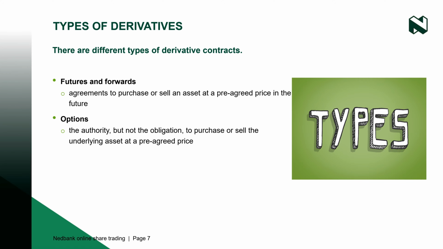There are 2 types of options: put options and call options. A call option provides the right to purchase an asset at a set price, whereas a put option provides the right to sell an asset for a set price.